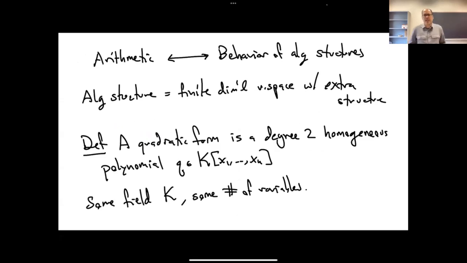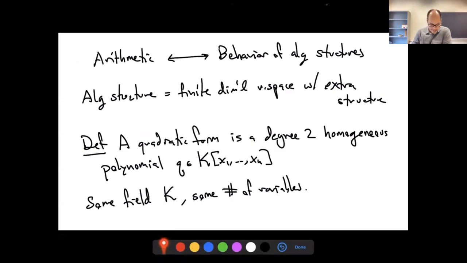Now, it turns out that in some sense, this arithmetic can often be encoded in the behavior of algebraic structures, very broadly speaking. And what I mean today by an algebraic structure is simply a finite dimensional vector space with some sort of extra structure generally encoded by linear or multilinear operations, things like multiplications, inner products, things like that.